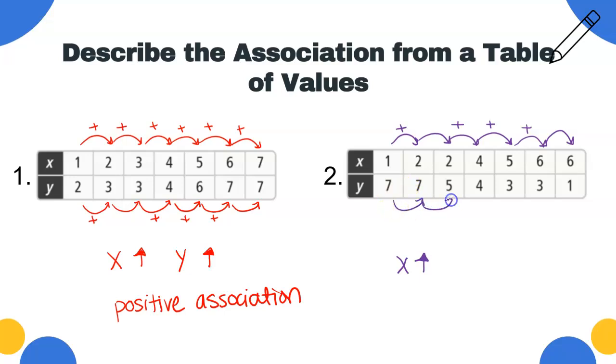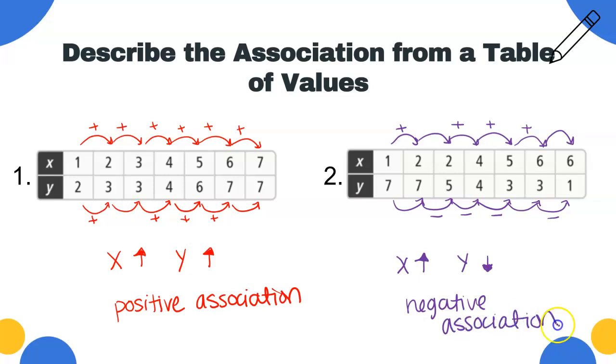We stay the same, we decrease, we decrease, we decrease, we stay the same, and we decrease. So again, the trend seems to be following the pattern of the Y values going down. So we would say this has a negative association. It is not a perfectly straight line. It doesn't have a constant rate of change, but in general, as we go to the right, the points are going to be going down.